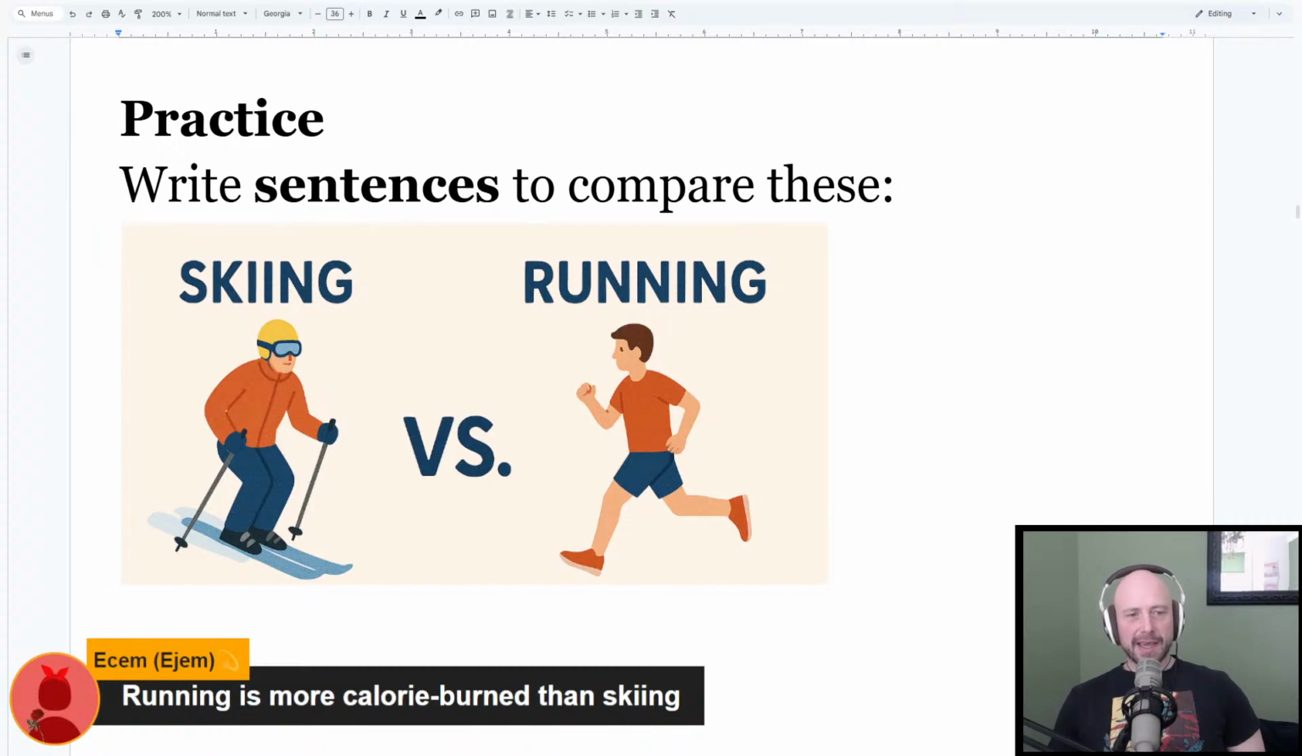So what do we want to say? Like, running is more energetic than skiing, I think could be good. We could say that running burns more calories than skiing, and then we're using an adverb form to compare. So running burns more calories than skiing, where "more calories" becomes an adverb, changing the verb, making it a comparison that focuses on the verb.